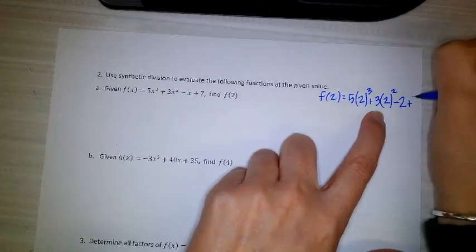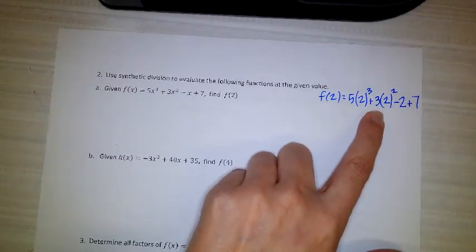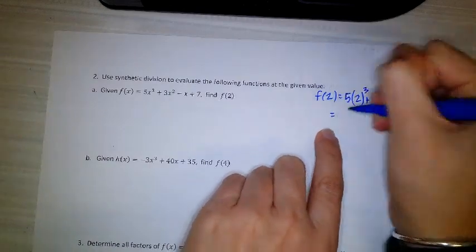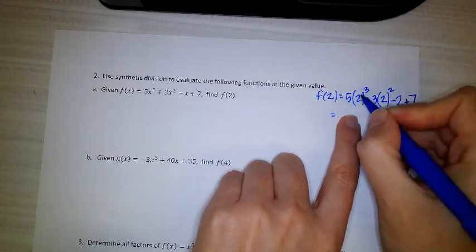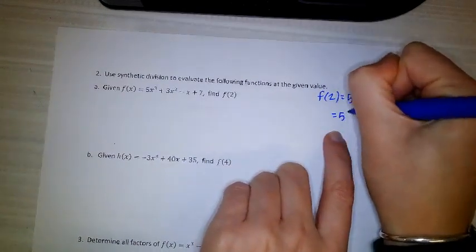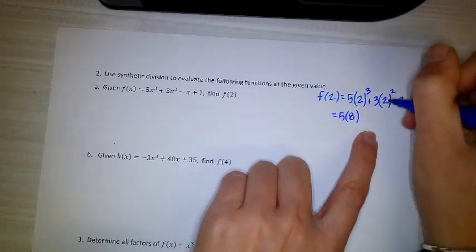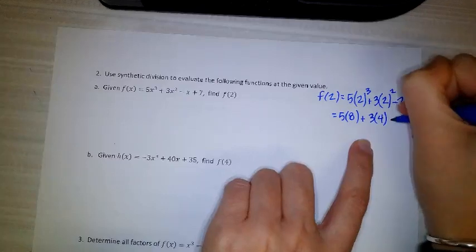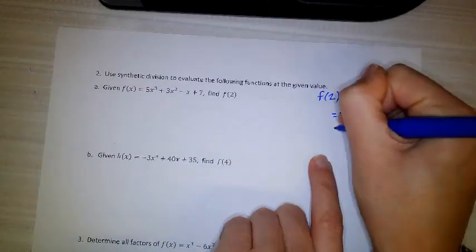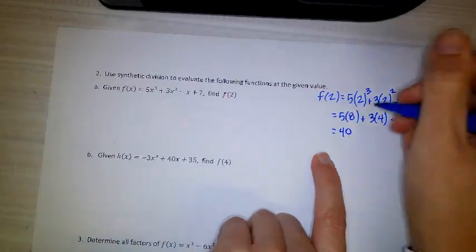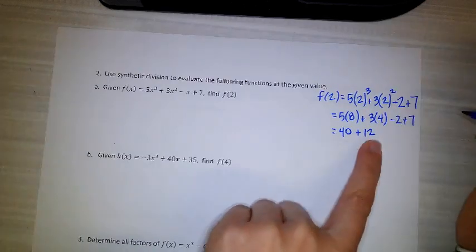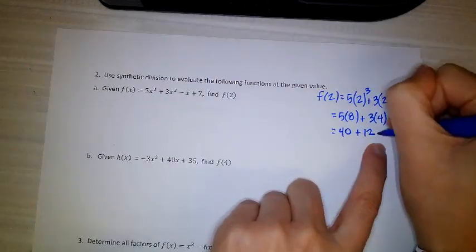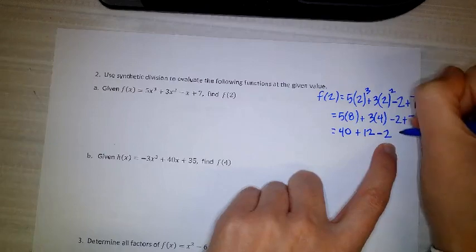Okay, so as I simplify this, I have to do my exponents first. 2 cubed is 8, so this is 5 times 8. 2 squared is 4, so this is 3 times 4. Minus 2 plus 7. So 40 plus 12, so 52. Minus 2, so 50. Plus 7, 57.